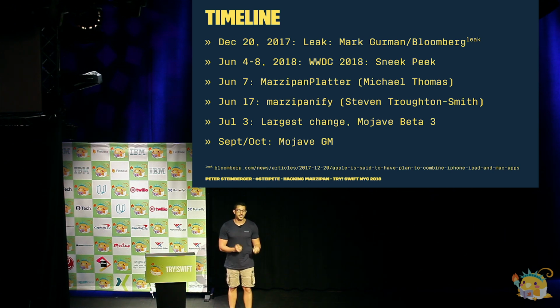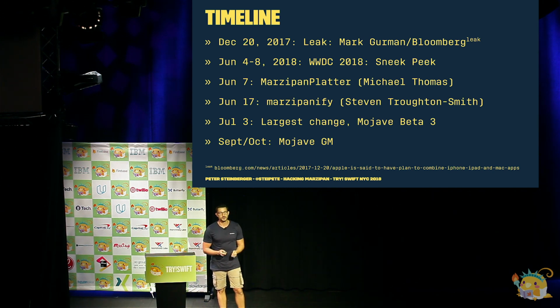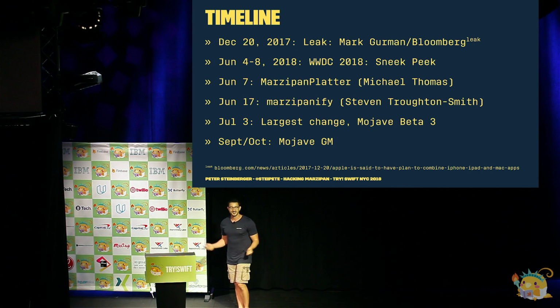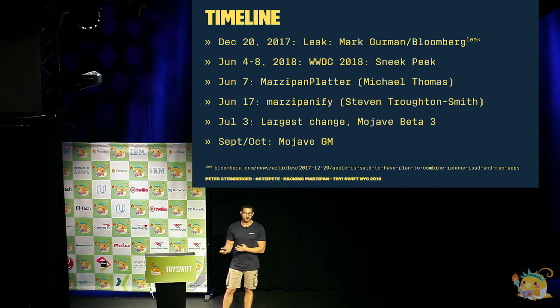If you look a little bit at the timeline, the first rumors actually started in 2017, when Mark Gurman from Bloomberg wrote first about this secret new project called Marzipan. Back in the day, it was wildly discussed, and everybody was like, no, Apple's not going to do that. It's crazy. And then a lot of people were speechless when Apple actually announced it at WWDC as a sneak peek.